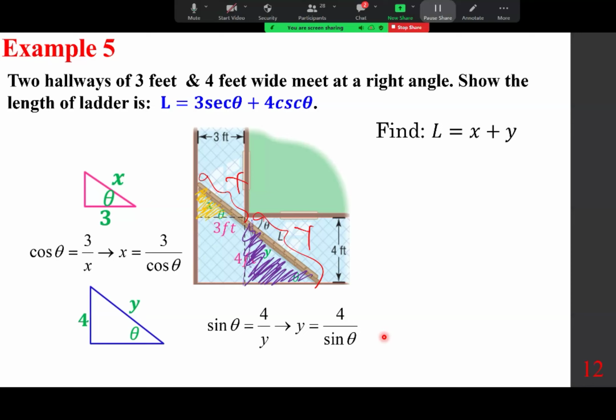And so we are going to replace the x with 3 over cosine theta and y with 4 over sine theta. As you know, 1 over cosine is secant, so this is 3 secant theta. 1 over sine is cosecant, so 4 cosecant theta. And believe it or not, that's the proof. We proved that would be the case.